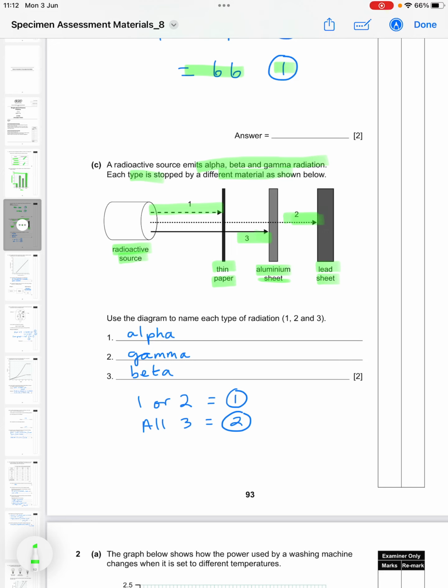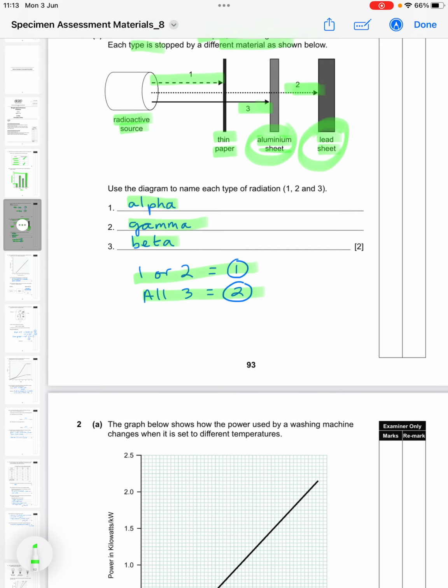So which type of radiation is number 1 then? It's stopped by thin paper, so that's alpha. Number 2 goes all the way to the lead sheet, so it must be gamma. And then number 3 is stopped by aluminium sheet, so that's beta. If you got 1 or 2, that was only 1 mark. All 3 for 2 marks.